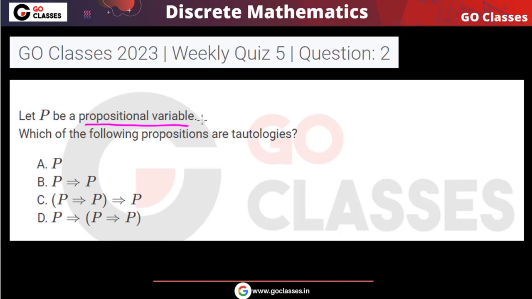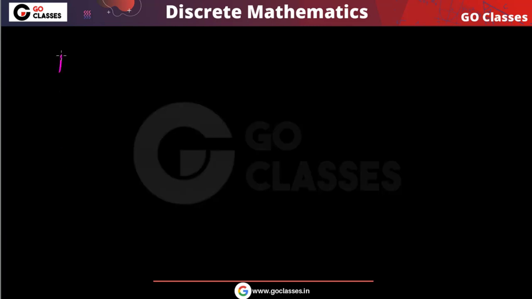Because we have already seen what an atomic proposition is: an atomic proposition is true or false by itself, and is not dependent on anyone else. So here P is a propositional variable, and a propositional variable represents an atomic proposition. So this is not a tautology, because P can be true or false. What about option B? Tautology means always true.